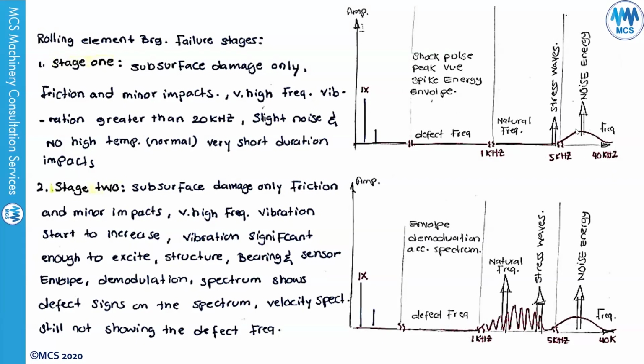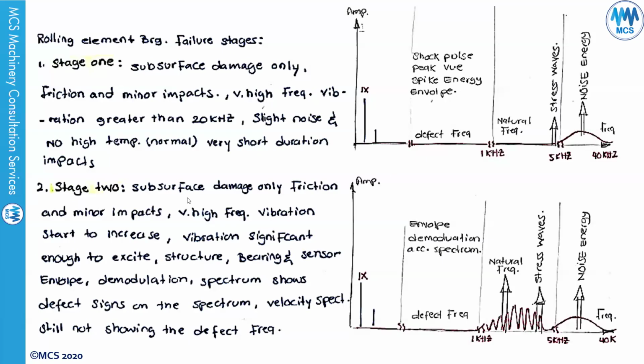As you can see here in the vibration spectrum, you'll see a high noise floor at the very high frequency between 5,000 to 40,000 hertz. This will be stage 1. There is no real defect that can be seen, and if you take a decision to replace the bearing at this stage, that would not be the right decision, because when you take the bearing out, you almost see nothing.